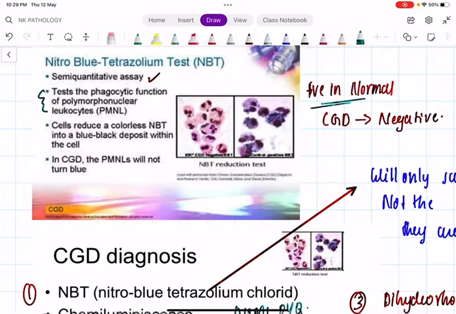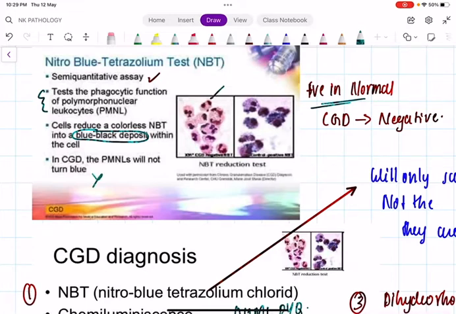In normal patients there will be a blue black deposit. The nitroblue tetrazolium dye will be reduced by the enzymes within the neutrophils, and it will yield a blue black deposit, whereas in chronic granulomatous disease there won't be blue.